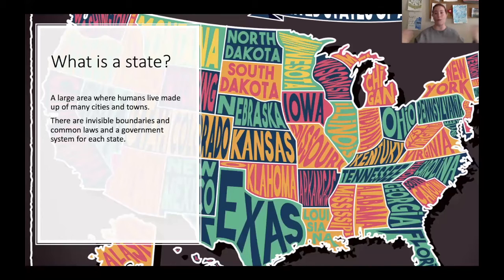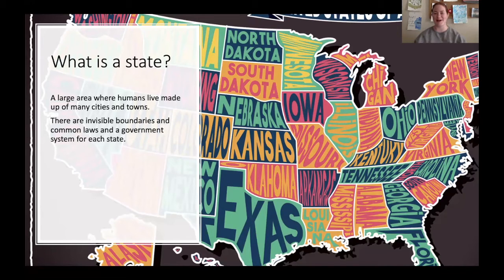But first, what is a state? A state is a large area where humans live and is made up of many cities and towns. Now, just like a city, there are invisible boundaries and common laws and government systems for each state. So that means there might be a law in Texas and that might not be a law in Nebraska. Or maybe in Iowa, you have to do something this way, and in South Dakota, you have to do something this way. So each state has things that might be a little bit different.